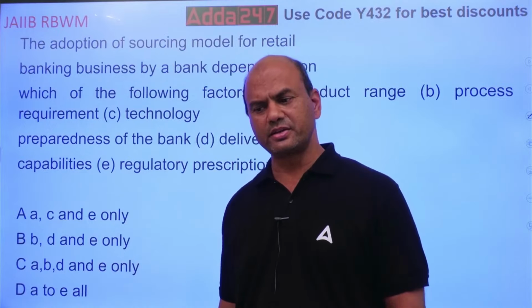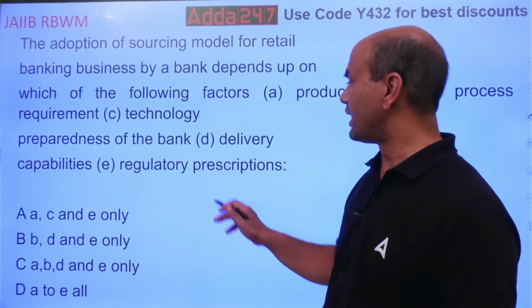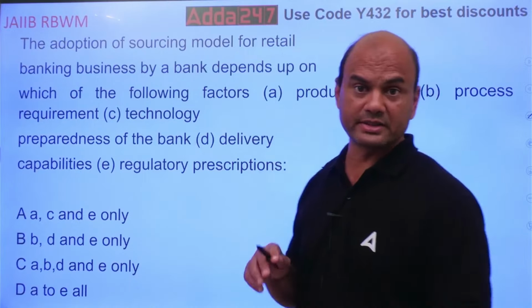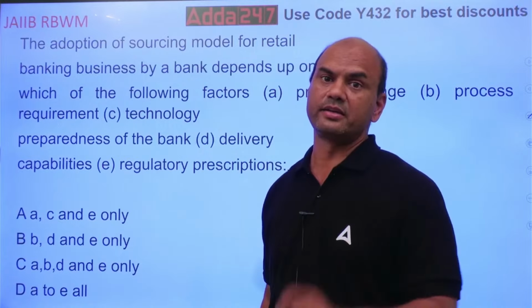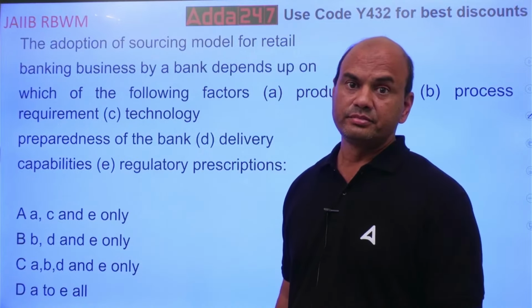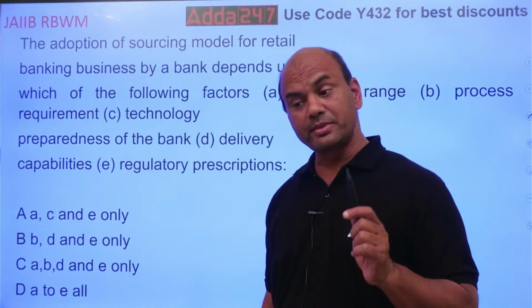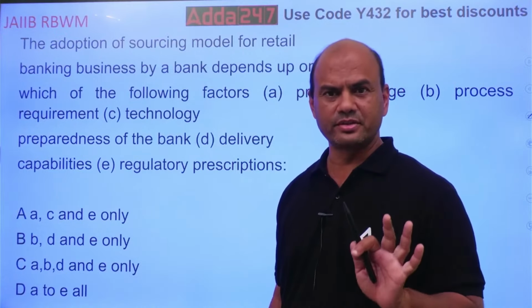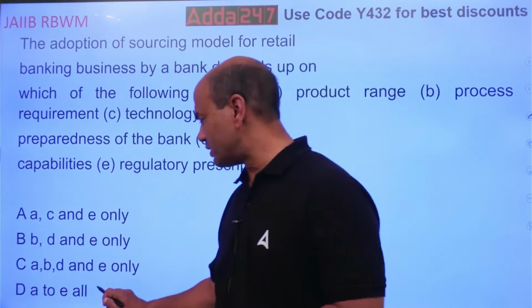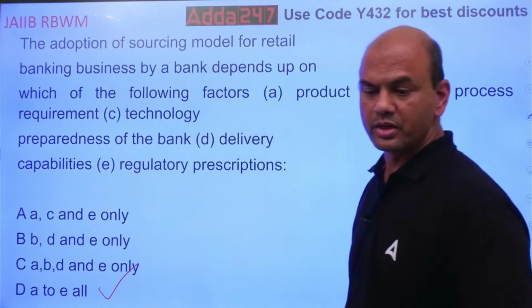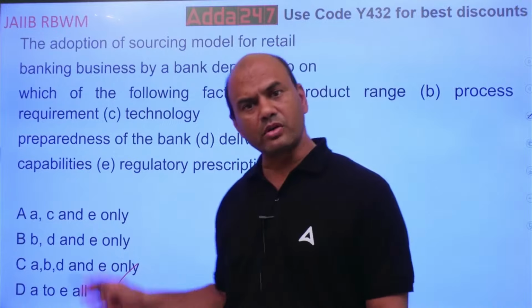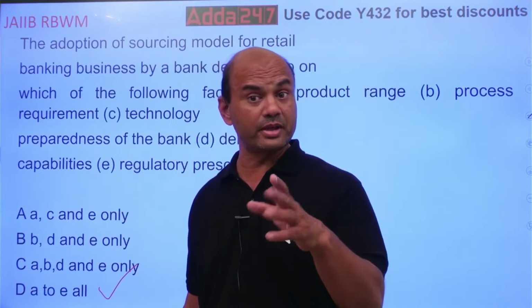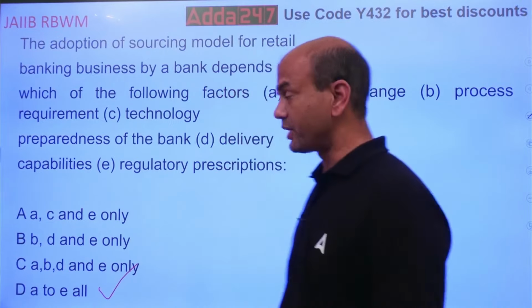the customer. Okay? And regulatory prescriptions. What does RBI say? And are you in accordance with that? Means, is your compliance good? That's the basic question. So it's A to E, all of them. A to E all. Okay, that is the answer. Because everything depends on all these factors. None of them can be missed out. Okay?